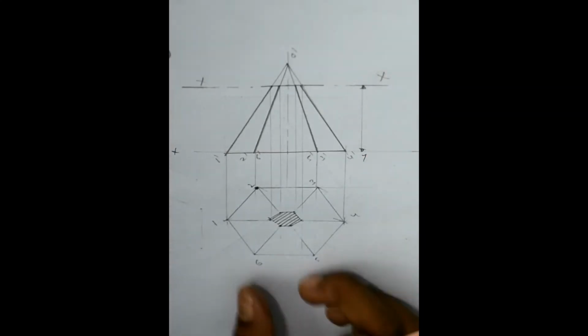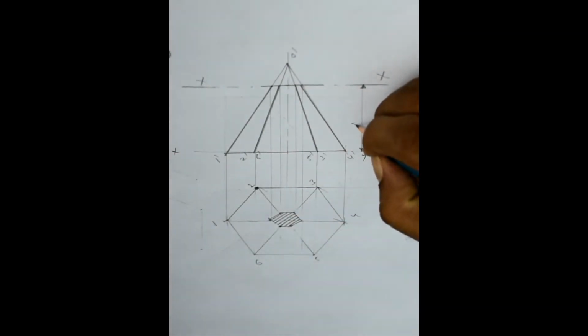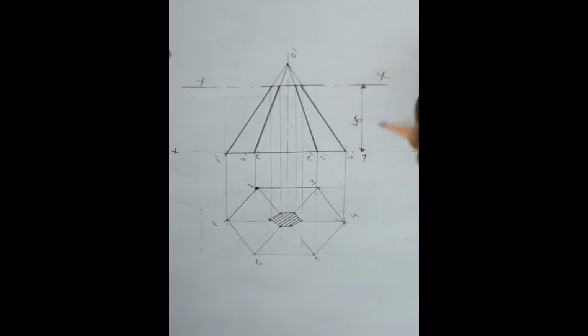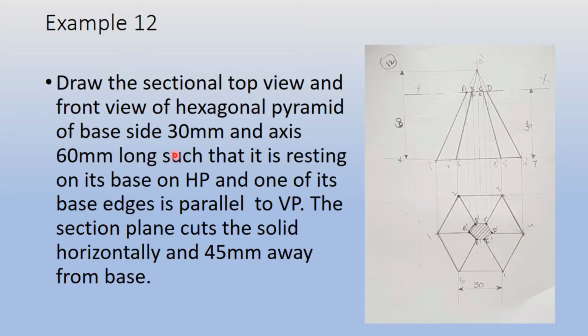As per the dimensioning, we need to give the base dimension and the axis height. And for this question, the most important part is giving the distance of the section plane from the base, which is 45. So this is the final solution of this example, that is a hexagonal pyramid directly resting with its base on HP and one of the edges parallel to VP. As you can see, the horizontal section plane means it is parallel to HP and perpendicular to VP. So you will get in top view two hexagons, one in section, as you can see here.